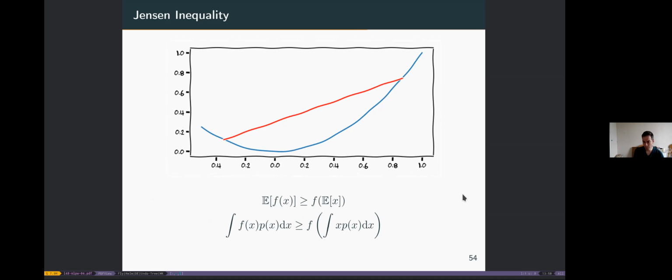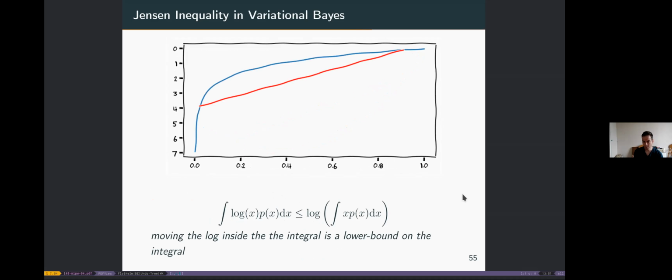Now the function that we're going to use is a log, so it's not convex, it's concave, so we just get the opposite behavior. What that means is that if I take the log of x and integrate that, it's always smaller than the log of the integral. So moving the log inside the integral makes it a lower bound on the integral.